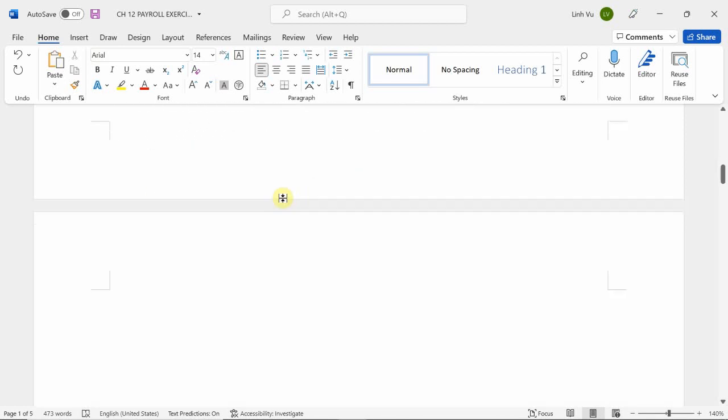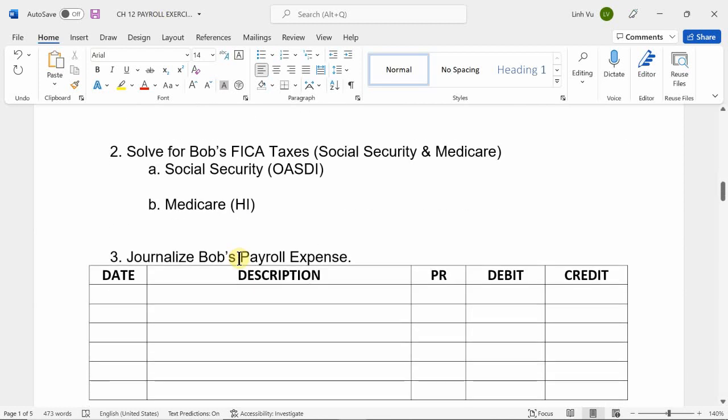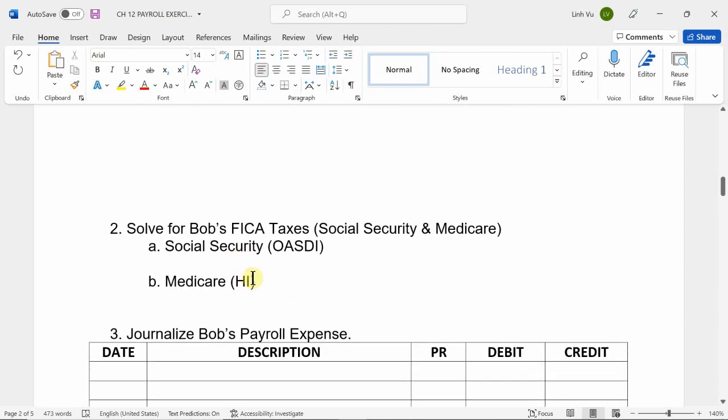That's that one. So because he's claiming his children, and his children add up to $230.77, the federal income tax taken away becomes a negative number, which we're just going to assume, well, you can't take money away from the government, so the government's not going to take anything from the paycheck. It's going to be zero. Yes. Okay.